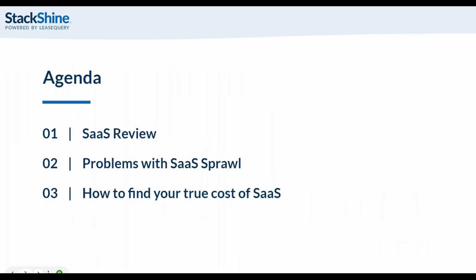So what are we going to be talking about today? We're going to do a really quick review of SaaS and why it's relevant and what it means. And then I'm going to talk a little bit about problems that have arisen with SaaS sprawl and the access that everybody has as organizations to constantly get new software. And then Stephen's going to talk through what to do about that and how to find your true cost of SaaS and some practical steps that you can take as an organization.